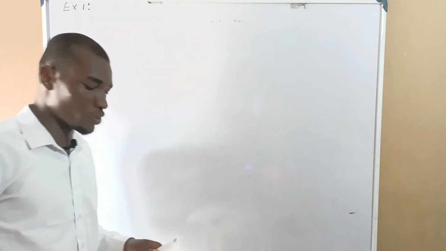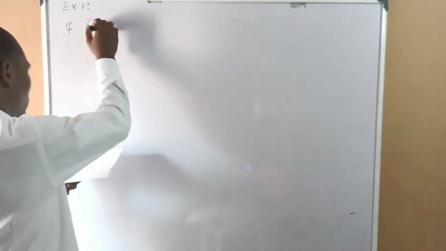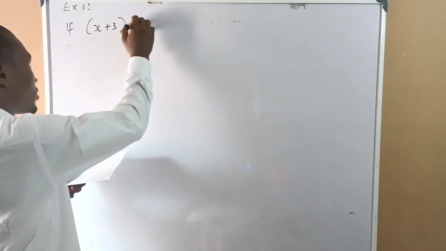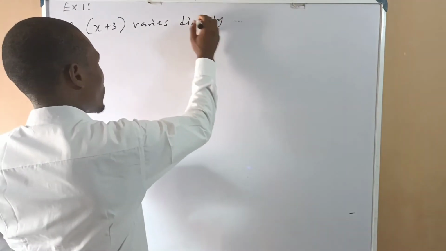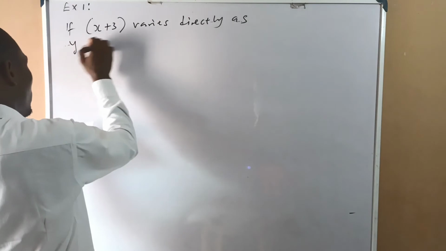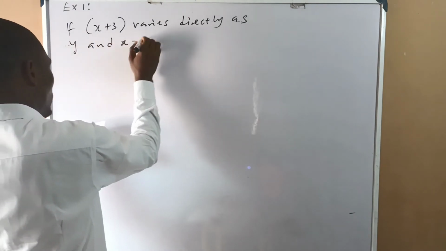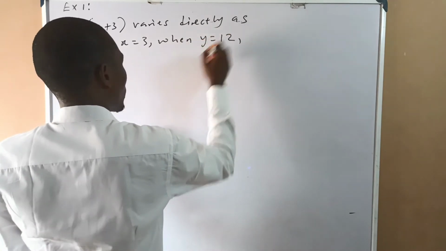I have a question with me here. The question says, if x plus 3 varies directly as y, and x is equal to 3 when y is equal to 12.